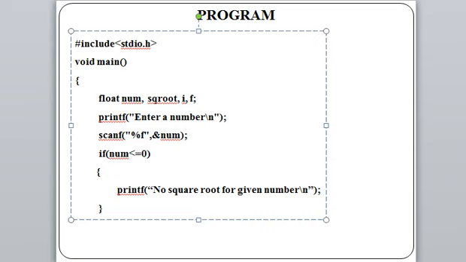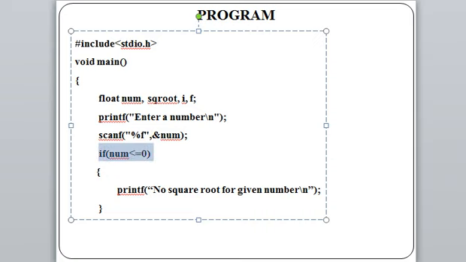But in case I give a negative number, let me say it is minus 5. If I give minus 5, the condition becomes false, then it will show you the printf output on the screen, no square root for given number. Why? Because if a number is negative, then it is not possible to find its square root. We believe that it is imaginary. But in this case I am going to consider the value 16 to find the square root. Now, is 16 less than 0?